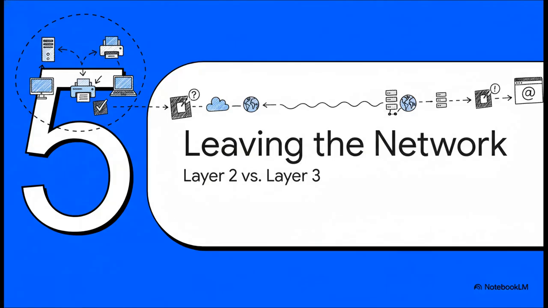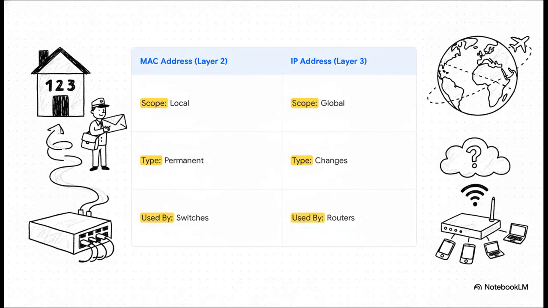Okay, so we've totally mastered local delivery. Your computer can find your printer, no problem. But most of what we do isn't local, right? We're trying to watch a video from a server on the other side of the world. That data needs to leave the neighborhood. And this slide right here is one of the most important concepts in all of networking.